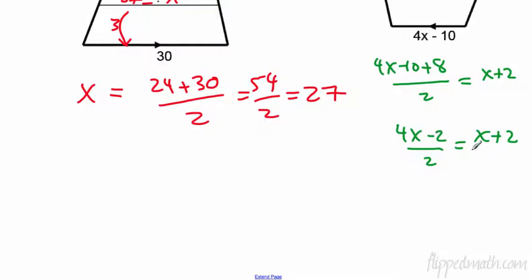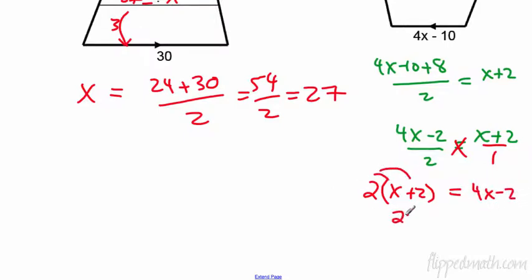And how can I solve this equation? Do you remember going back to algebra? Cross multiply. Let's throw that over 1. We cross multiply and get 2 times, don't forget your parentheses, x plus 2, which should equal 1 times 4x minus 2. This is a very simple equation. We can do a little distribution here: 2x plus 4 equals 4x minus 2.